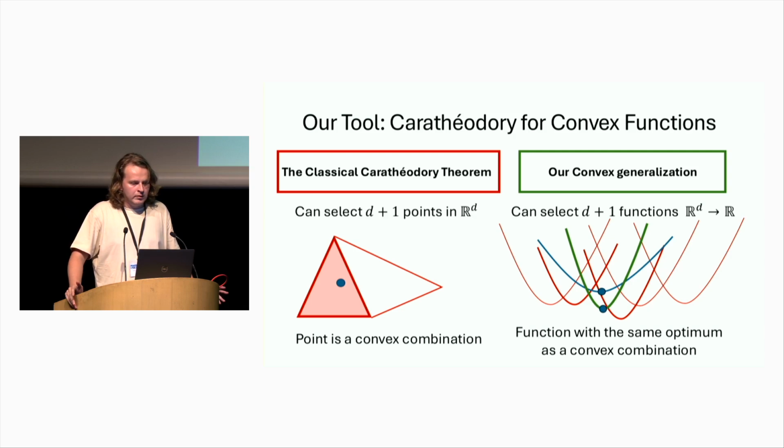And in our work, we came up with a generalization of this theorem for convex functions. So I will now try to introduce it to you. At the beginning, instead of points in R^d, we have functions from R^d to R, and they are strictly convex. And we also have convex combinations of these functions. We can think of it, for example, as just a mean of these functions.